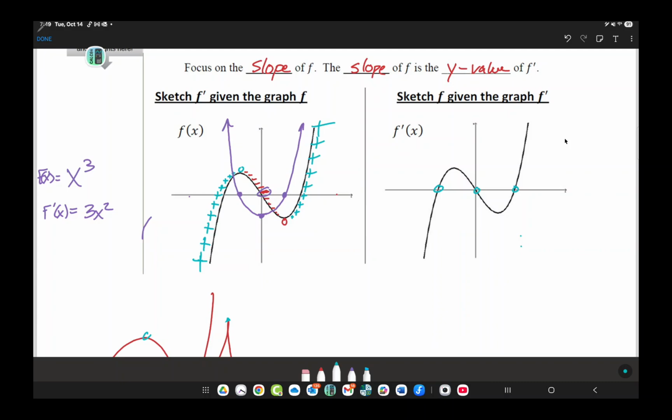Now, how do I know if it's a local max or local min? If it's going from negative to positive, if I'm decreasing to increasing, that's a local min. If I'm going from positive to negative, that's a local max, and this is a local min. Now, where I have my horizontal tangent lines, like we said right here, that is a point of inflection, I'm just going to abbreviate that. Same here, point of inflection.